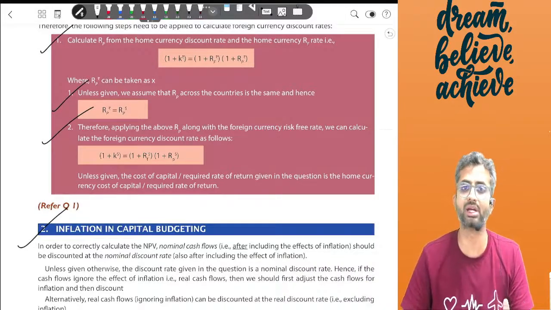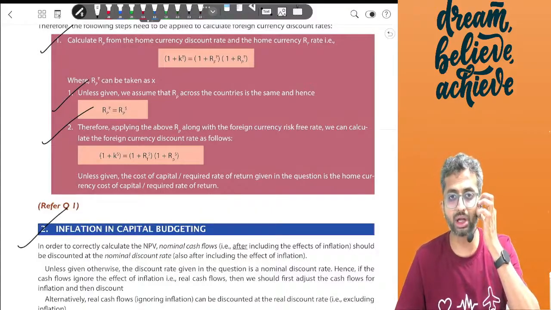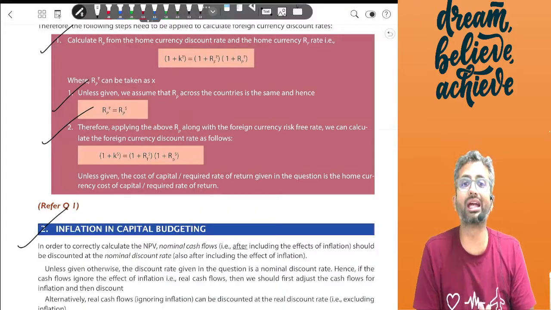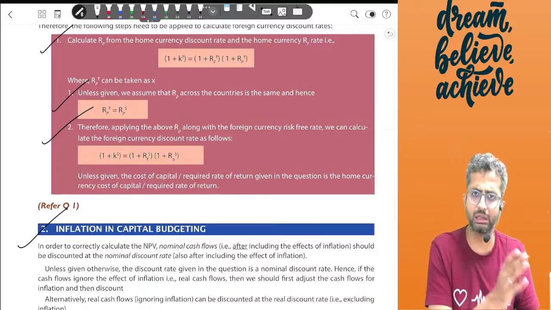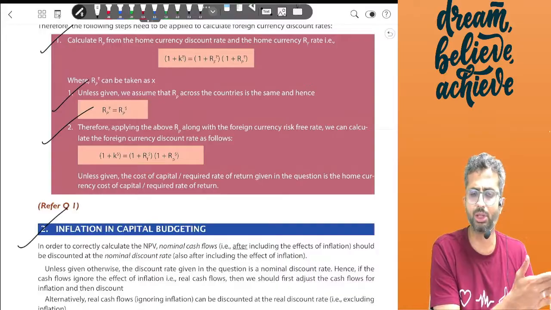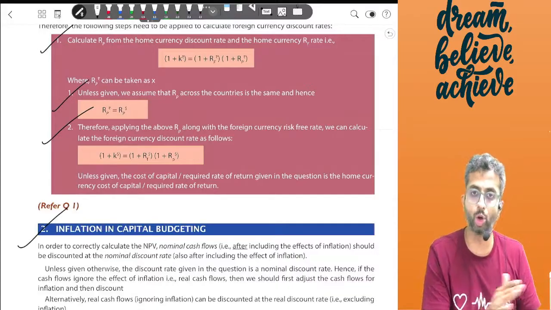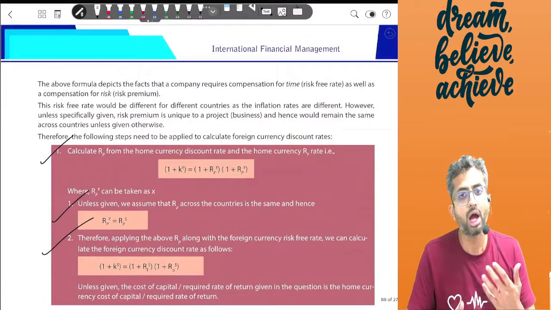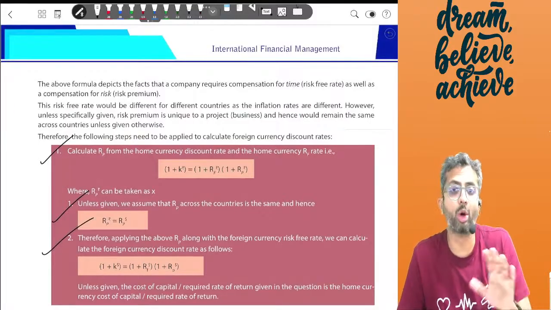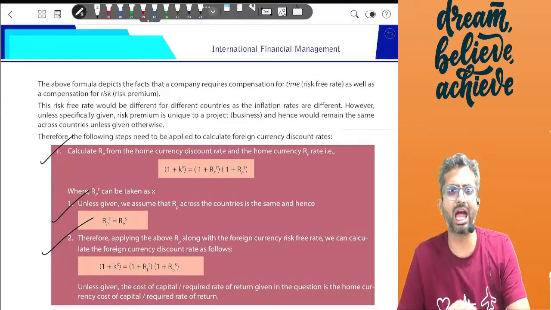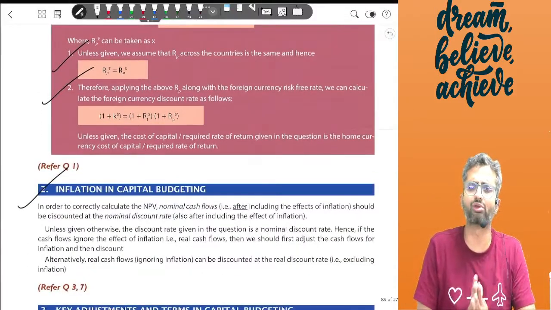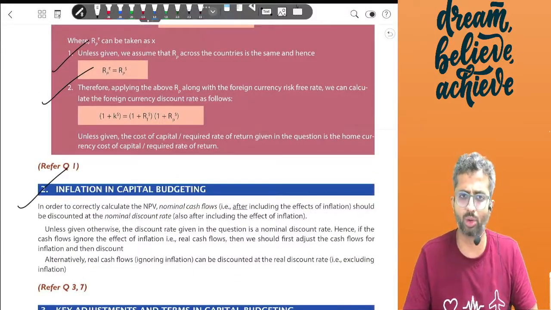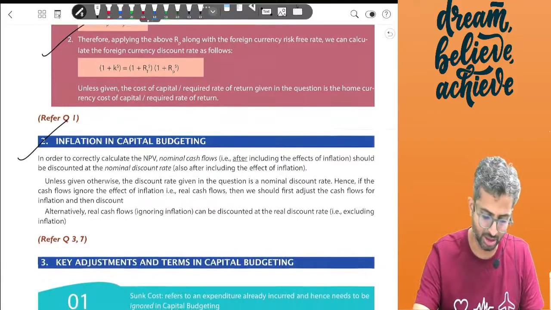So if the nominal cash flows are discounted at the nominal required rate of return, you will get an NPV which is a consistent NPV. So either real cash flows, that is without inflation, with a discount rate also without inflation, or nominal cash flows discounted at the nominal rate. Now, if nothing is given, we typically prefer taking the nominal cash flows and discounting at the nominal rate, but again, you will have to look at the data given in the question for the same.